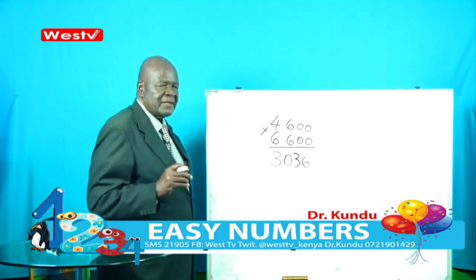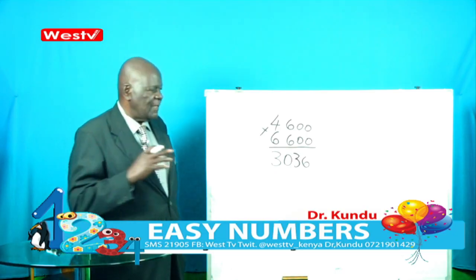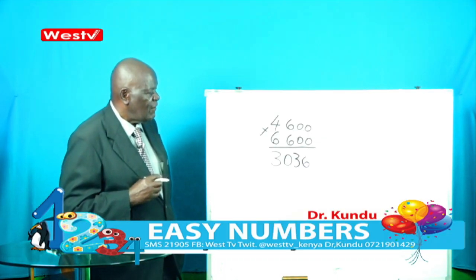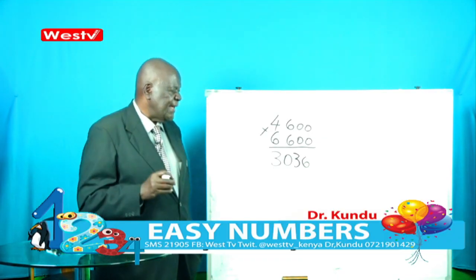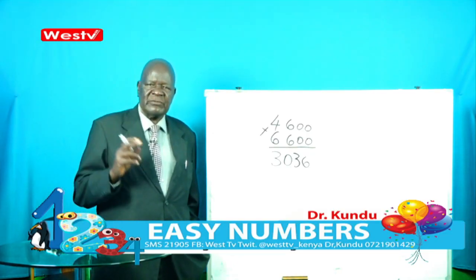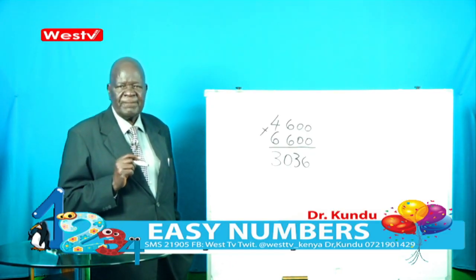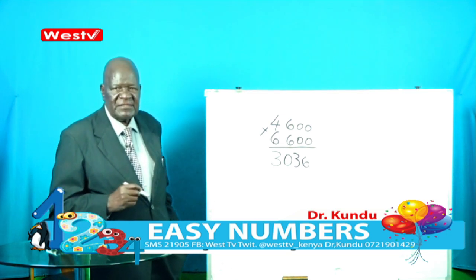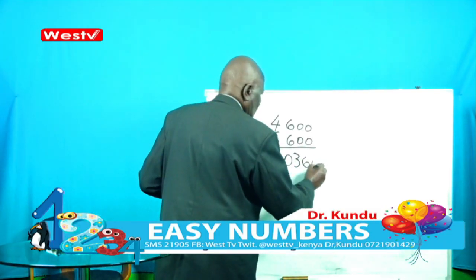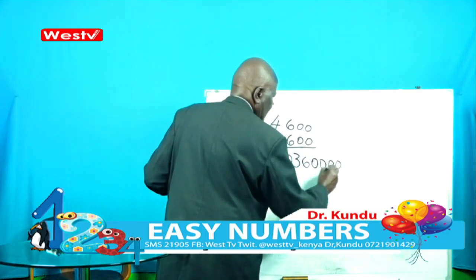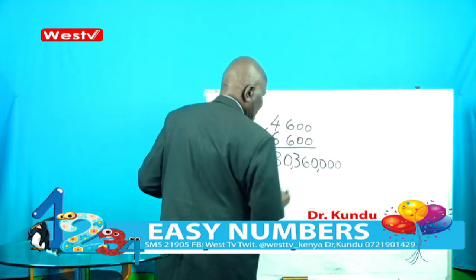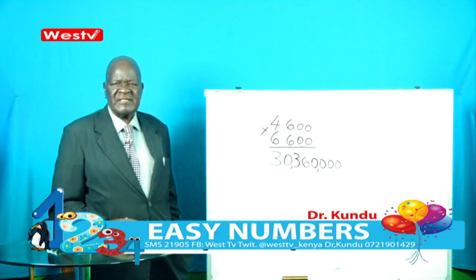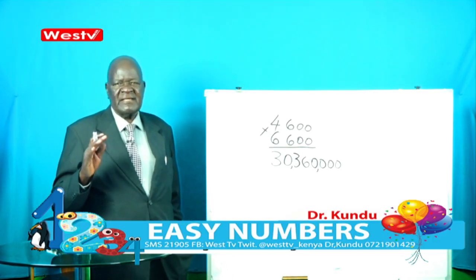At this point then, just know that this problem had zeros at the end. How many zeros were they? 4,600 had 2 and 6,600 had another 2. Total number of zeros in this problem are 4. Therefore, put 4 zeros on this answer of 36. 1, 2, 3, 4. And then when you sector this number, you will find that the company is paying 30,360,000 shillings in salaries for its workers.